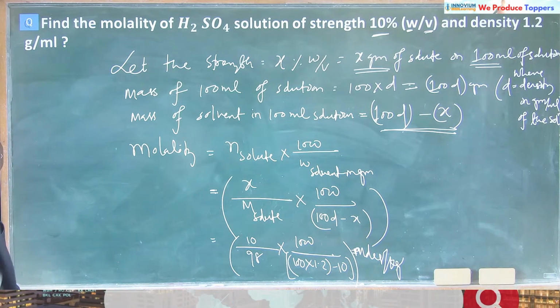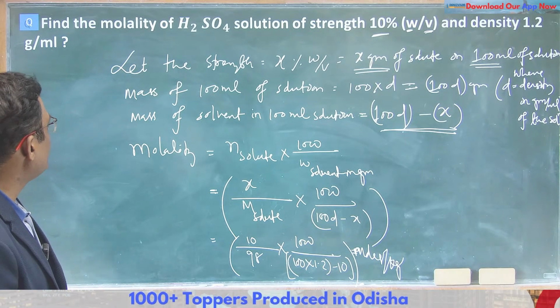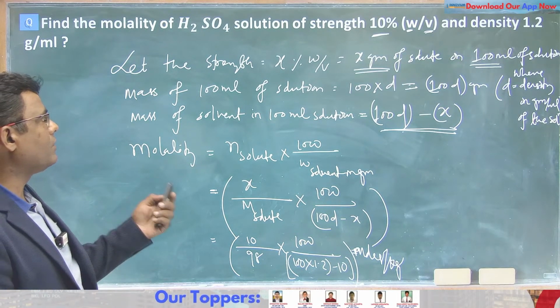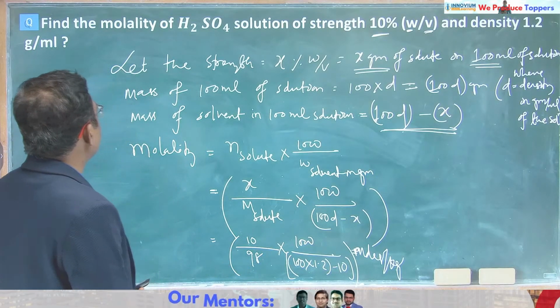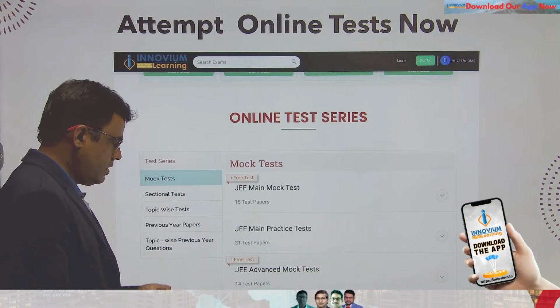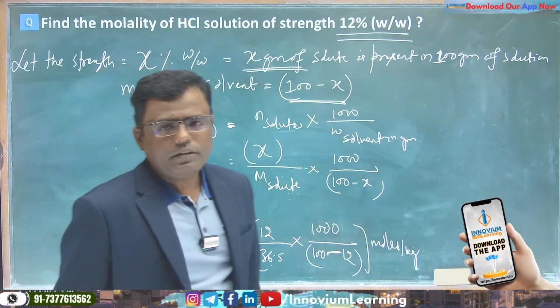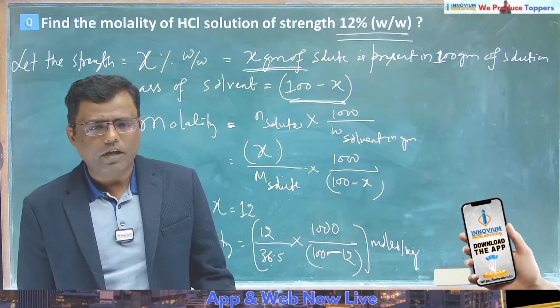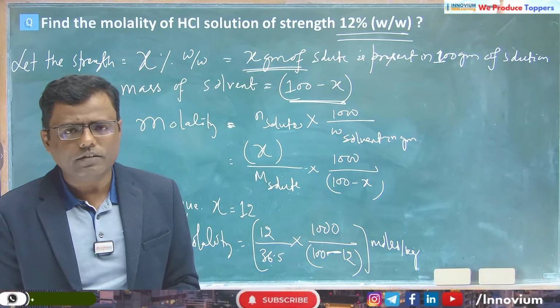So I hope all of you got the concept I explained here to calculate the molality if the percentage data is given in terms of W by V and density, correct? Next, I hope all the questions are done. Okay, so this much is for today's class, and I hope all of you got the concepts I explained in today's lecture.